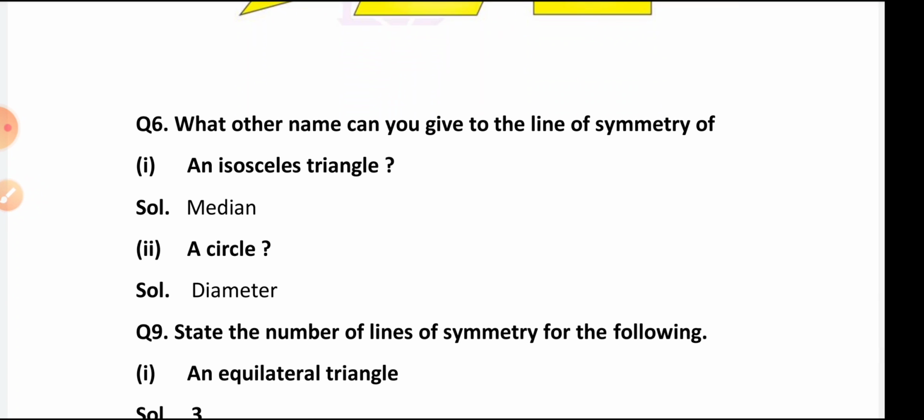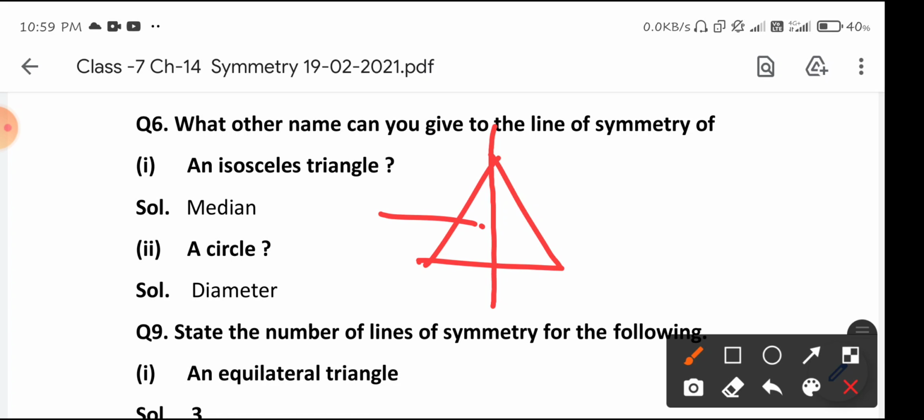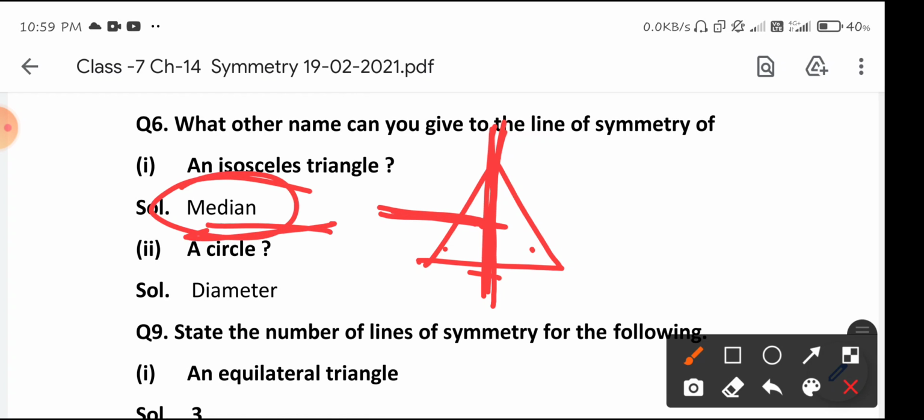Then see question number 6, what name can you give to the line of symmetry of an isosceles triangle? See, this is an isosceles triangle. If you find the line of symmetry, it will be like this from the center. We already learned in the previous chapter, in 6 and 7, that any line which divides the triangle into two equal parts is known as median. Median means the mid point, so that name we can call this line of symmetry as median.